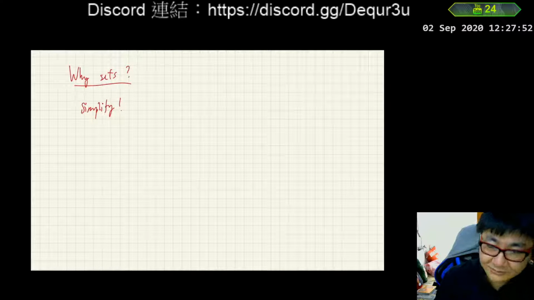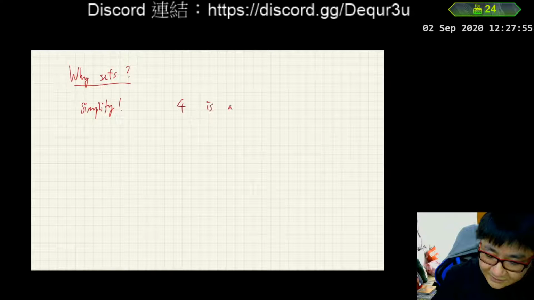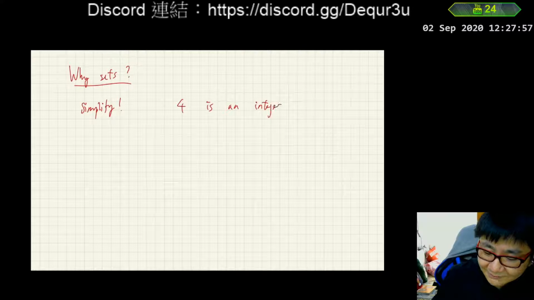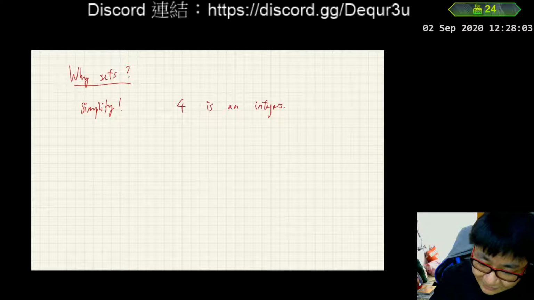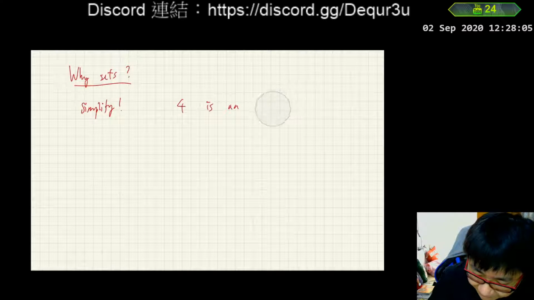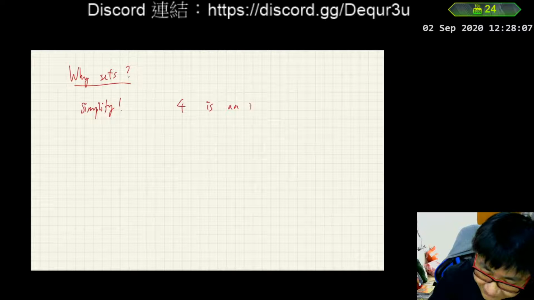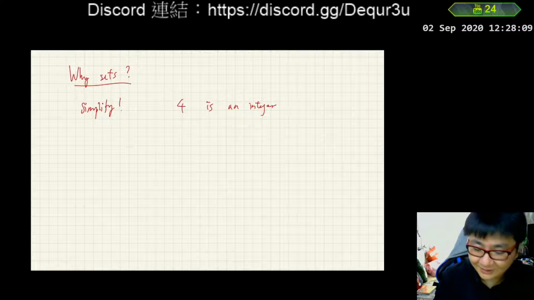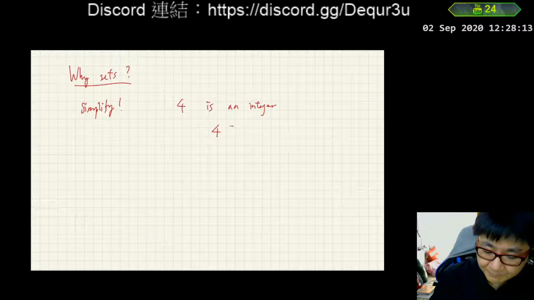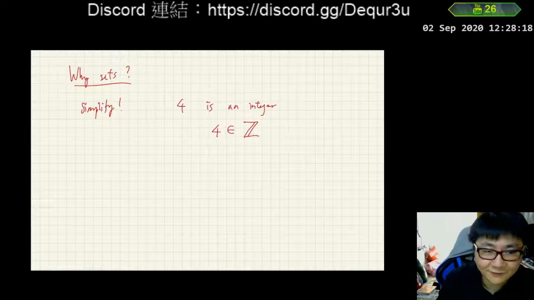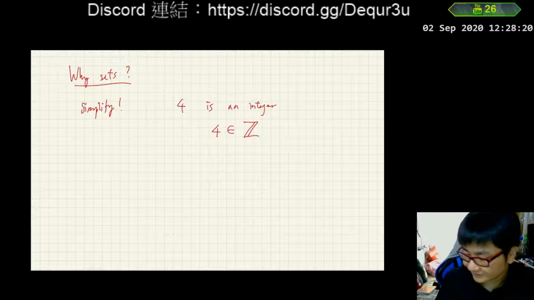For example, we want to say 4 is an integer. Then there are so many words to write, and you know I am lazy. I don't want to write so many letters. I can just use the symbol: 4 belongs to the integer set. Okay, 4 belongs to the integer set.